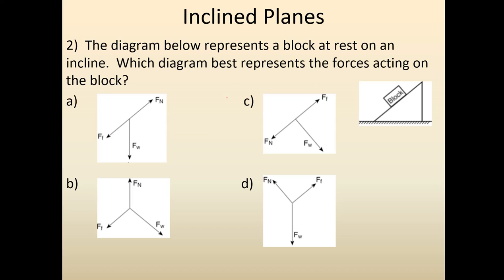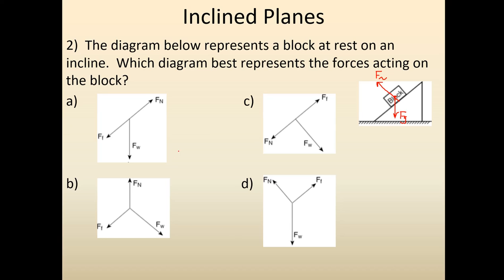All right, so they want us to find the FBD, the forces that act on this block. First off, just to clarify, here they're using FW instead of FG. If you remember, FG always acts straight down. When we actually do some math, we have to break that up into its components. But for now, we're just going to leave it as its normal vector going straight down. We know that the normal force is going to end up going up at an angle perpendicular to the surface.